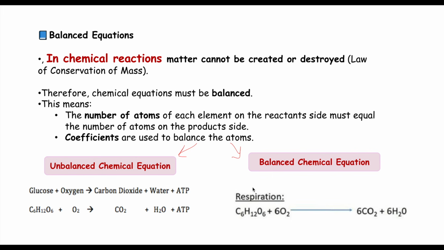We have carbon here, we have carbon there. We have oxygen here, we have oxygen there. Also hydrogen. And we must have the same number of atoms but different arrangements of atoms.